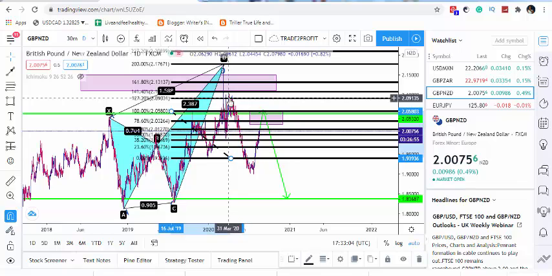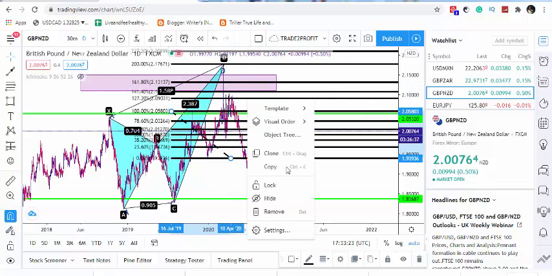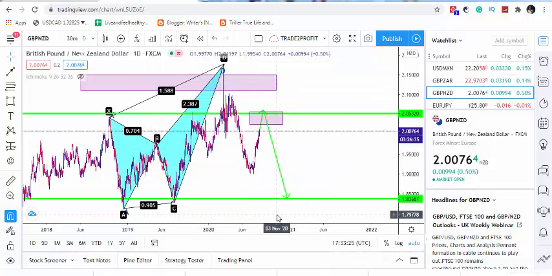Oh, hello. This is not even giving us a bat. This is giving us a cipher. When I begin to talk about the different types of harmonic patterns, I'll tell you why this is a cipher pattern. All right, so this is a cipher pattern because this is a valid C for a cipher pattern right here. So it didn't go past. No, it didn't. Okay, so good. So take it out. That's the C right there.